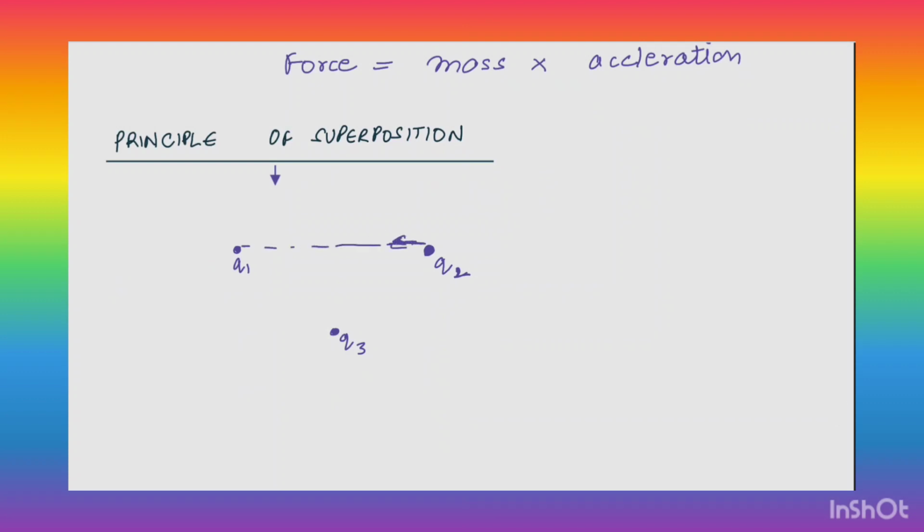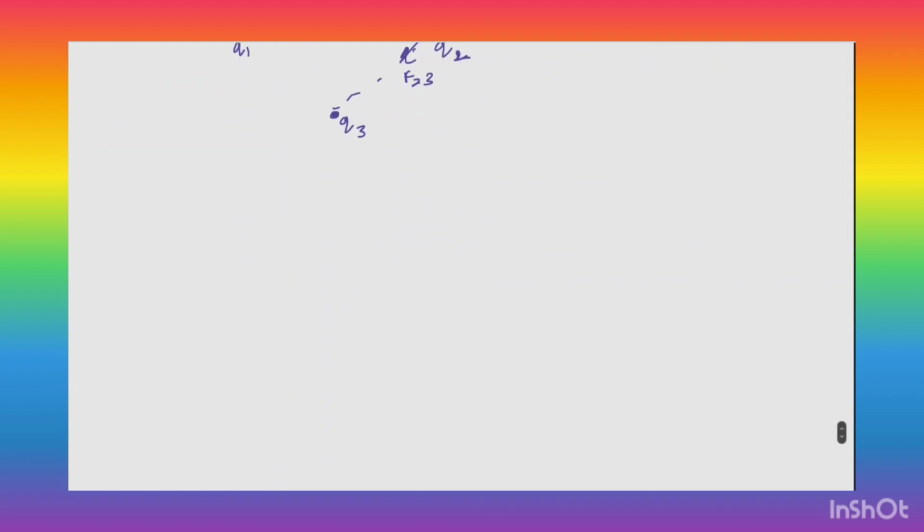force due to q3, the net force on q2 will be changed, but the individual force of particle 1 on q2 will not be changed. This is the principle of superposition. Now let us see some questions regarding this concept.